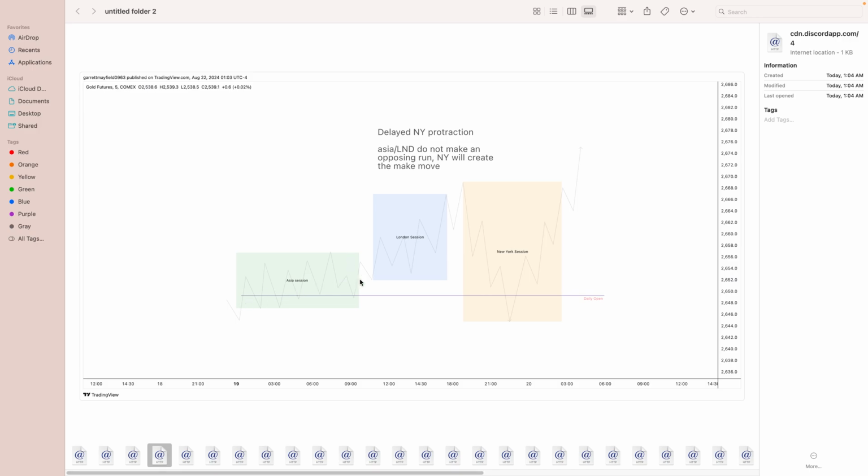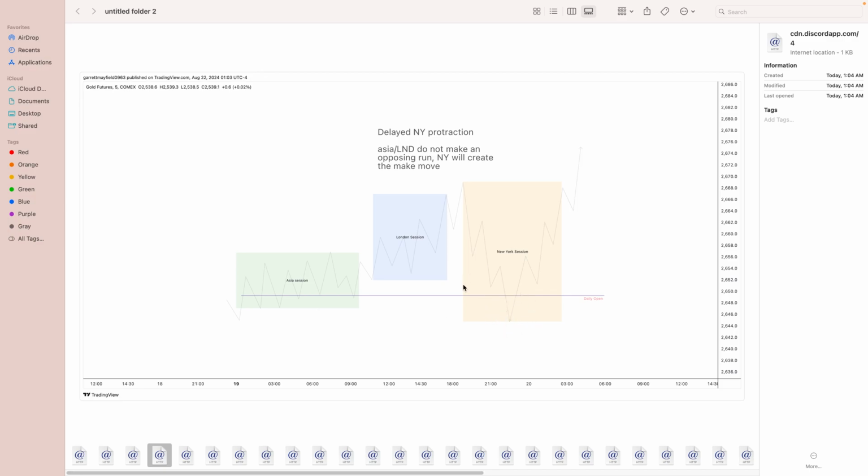This is the delayed New York protraction. So if you're bullish, right, you want to have an open low high close, but this profile will have an open high, right? There's no low being put in. There's no opposing run creating the daily wick. So New York will actually do that. Right? New York will actually run the session lows and actually reverse off of that. And as you see the daily open here, there's no manipulation. So this is basically creating the daily wick.